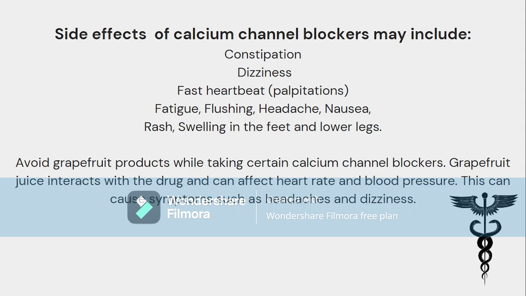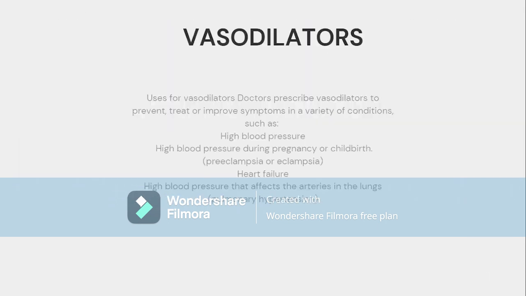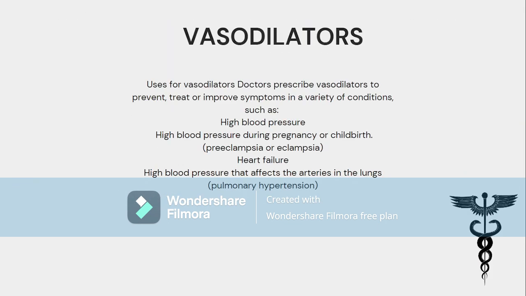So for the fourth topic, vasodilators are the class of drugs that work by relaxing the smooth muscle in the blood vessels, which leads to an increase in their diameter and decrease in the blood pressure. This makes them an important treatment option for the various cardiovascular conditions such as hypertension, angina, and heart failure.